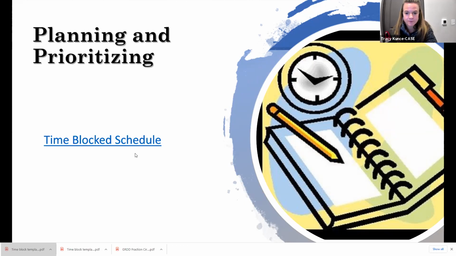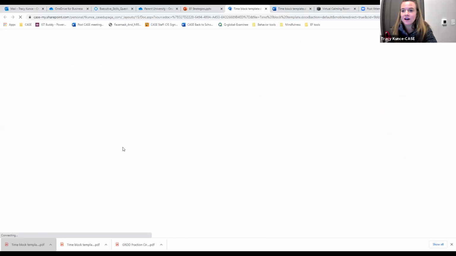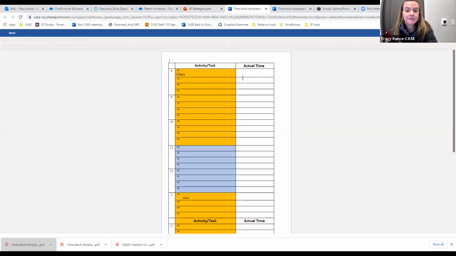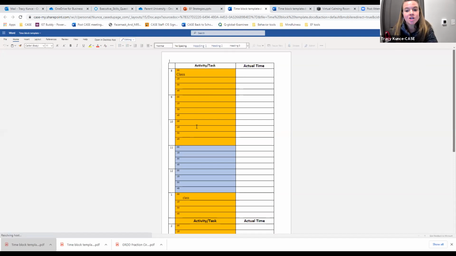Well, here's one tip, using what I just called a time blocked schedule. And this was just a quick little thing that I created on a Word document. And this just helps a child see what time they do have throughout the day. And as you can see, I color coded some of the different times so that you can see what's happening at different time periods of the day.